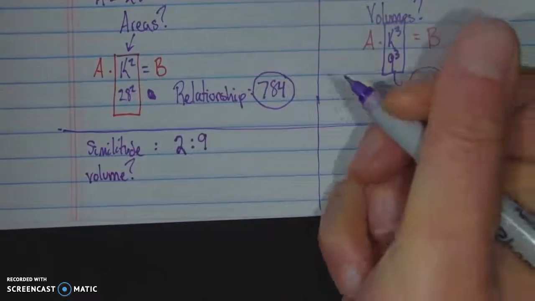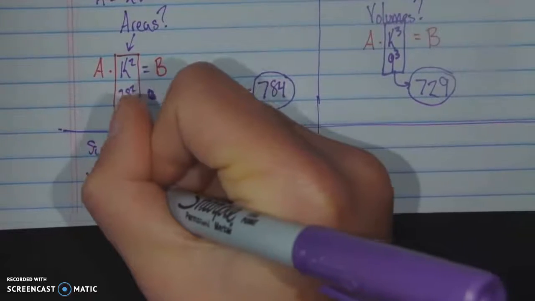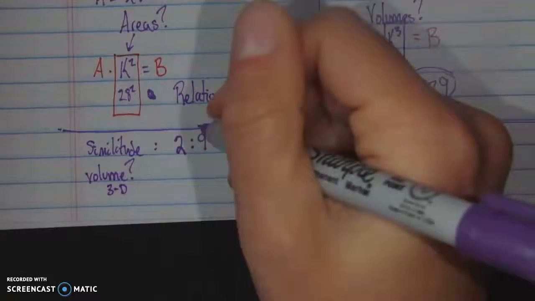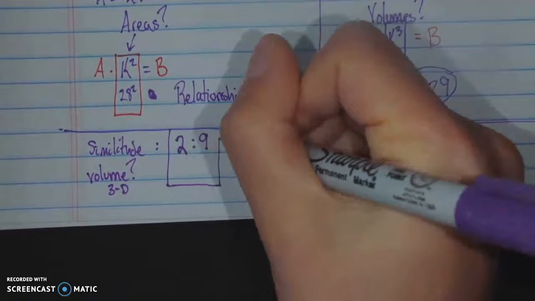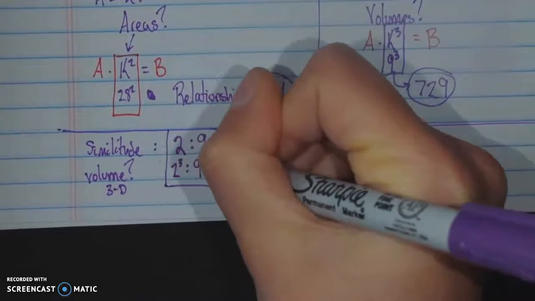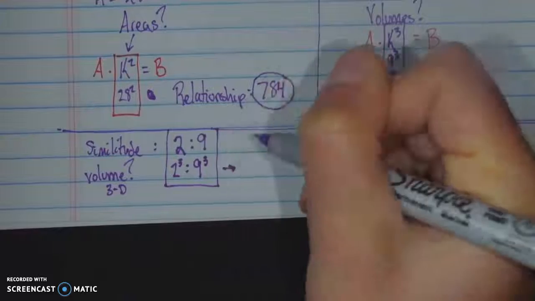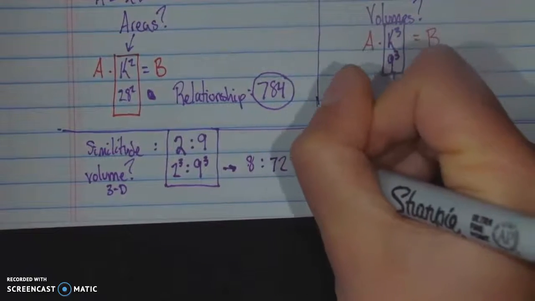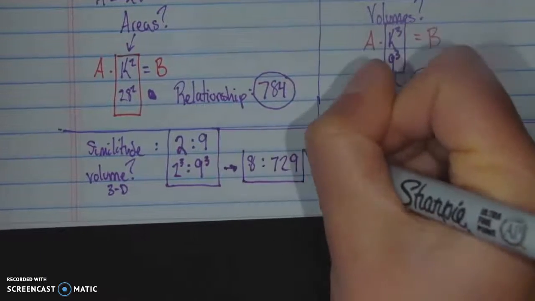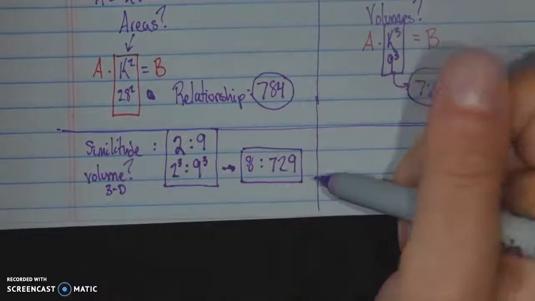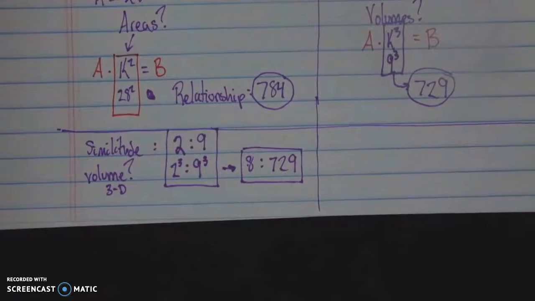Well, all you need to do in this case is, since volume is 3-dimensional, all you have to do is cube all the values in your ratio of similitude. So this would be 2 to the third to 9 to the third, and that gives us an answer of 8 to 729. So that would be the new ratio of the volumes. That should be how the volumes match up.